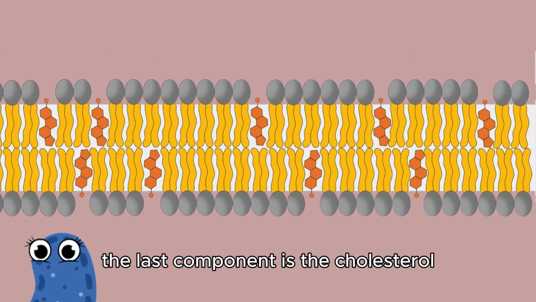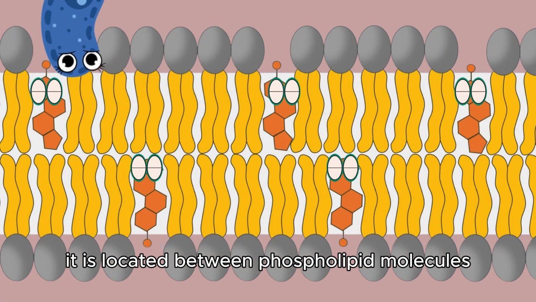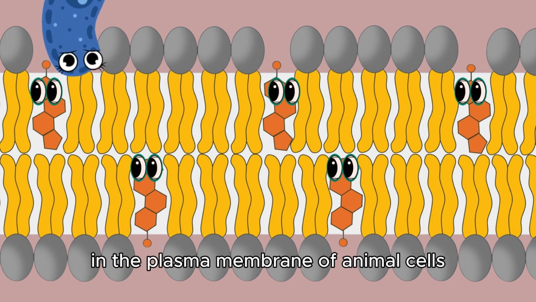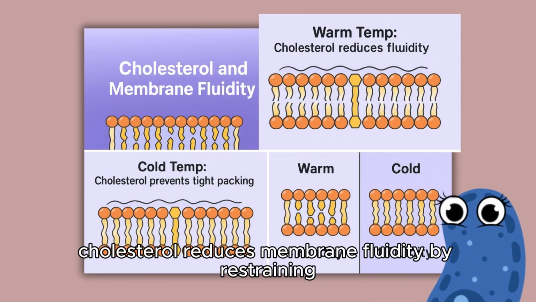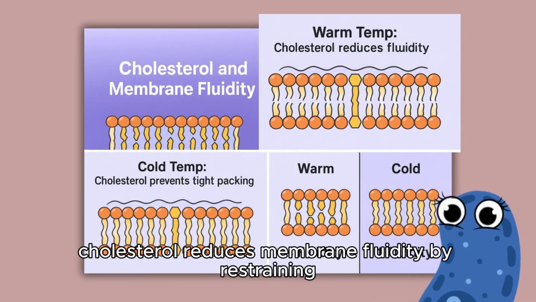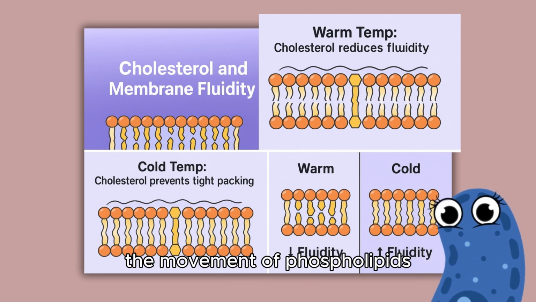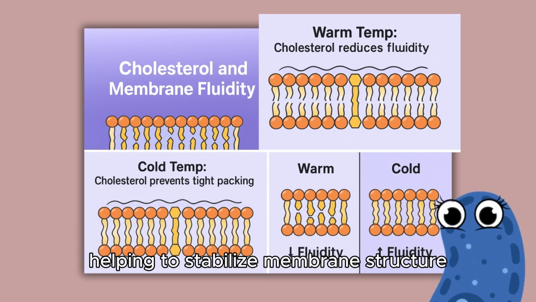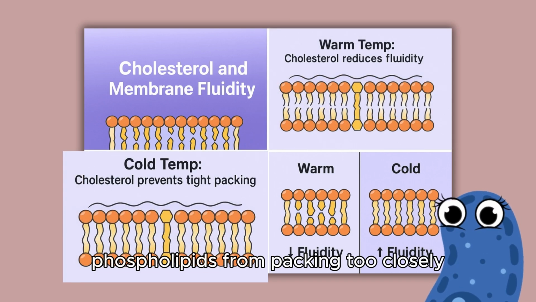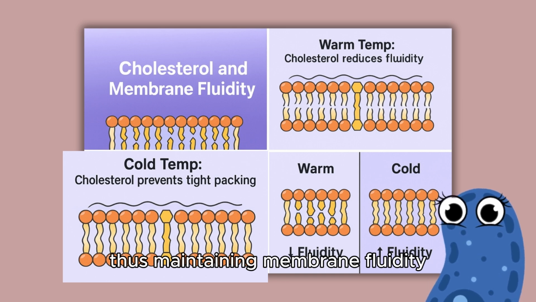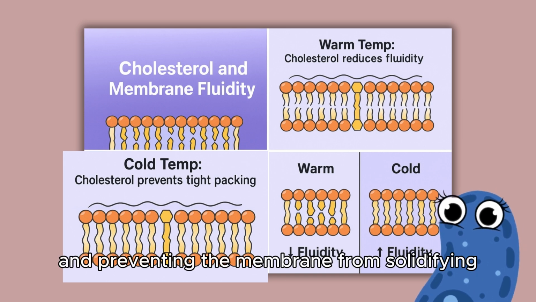The last component is cholesterol. It is located between phospholipid molecules in the plasma membrane of animal cells. At relatively warm temperatures, cholesterol reduces membrane fluidity by restraining the movement of phospholipids, helping to stabilize membrane structure. At low temperatures, cholesterol prevents phospholipids from packing too closely, thus maintaining membrane fluidity and preventing the membrane from solidifying.